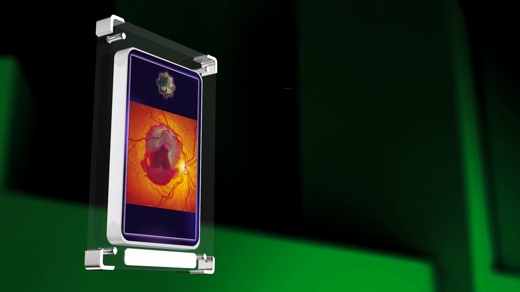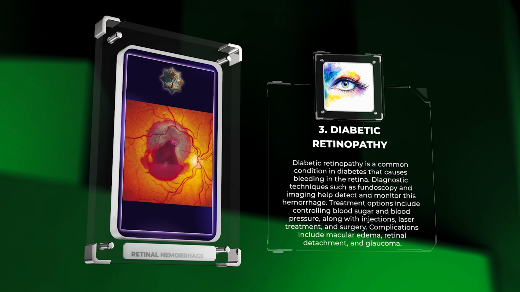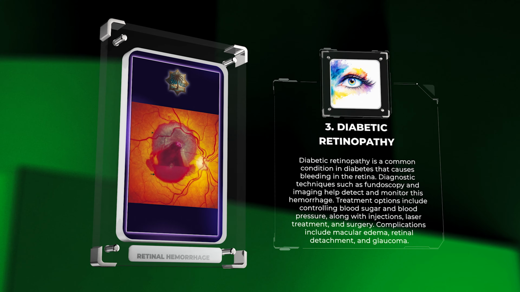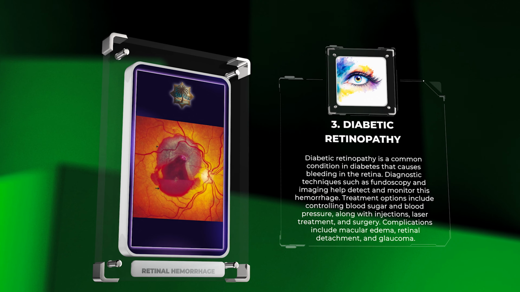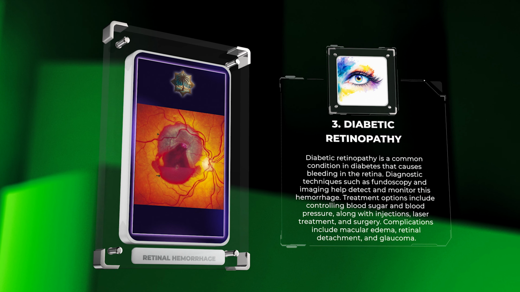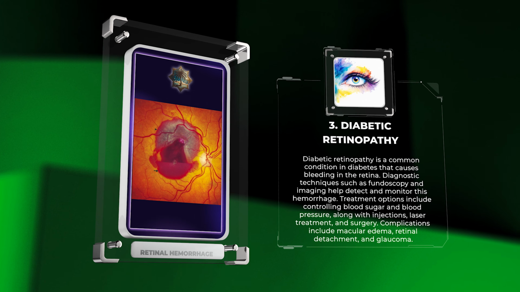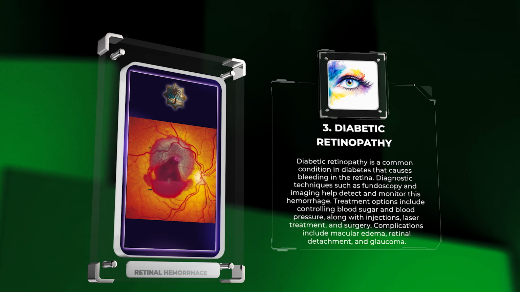Diabetic retinopathy is a common condition in diabetes that causes bleeding in the retina. Diagnostic techniques such as fundoscopy and imaging help detect and monitor this hemorrhage. Treatment options include controlling blood sugar and blood pressure, along with injections, laser treatment, and surgery. Complications include macular edema, retinal detachment, and glaucoma.